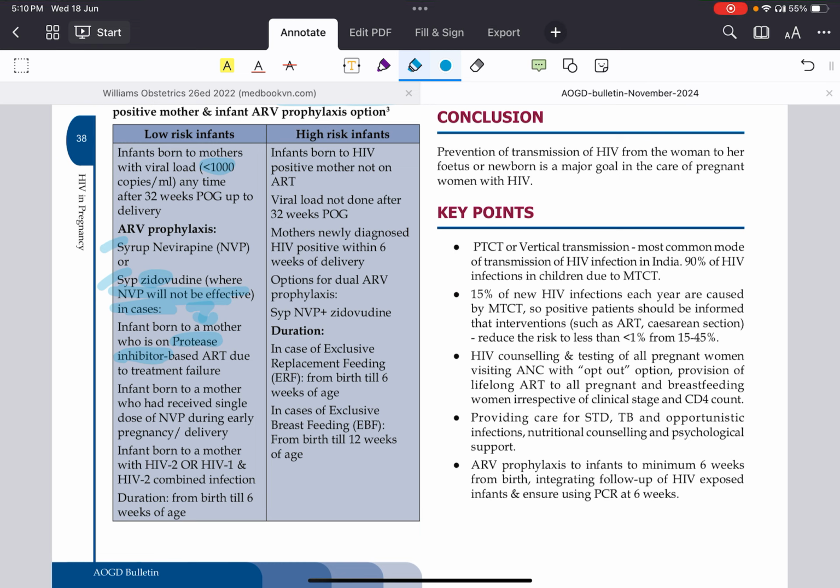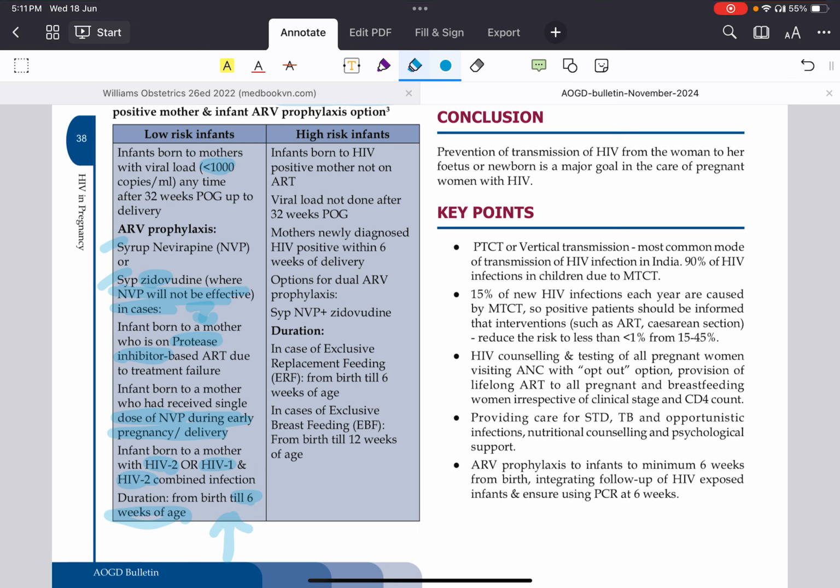Infants born to a mother who received a single dose of nevirapine during early pregnancy, only nevirapine and not taking any TLD drug, then nevirapine syrup is also not effective for the babies. Infants born to a mother with HIV-2 or HIV-1 and 2 combined infection, then also nevirapine is not effective. The duration is from birth till 6 weeks of age. I used to get confused because many books give zidovudine syrup, some books give nevirapine syrup. So basically, better to go for zidovudine. Zidovudine is best, and it is for babies also.